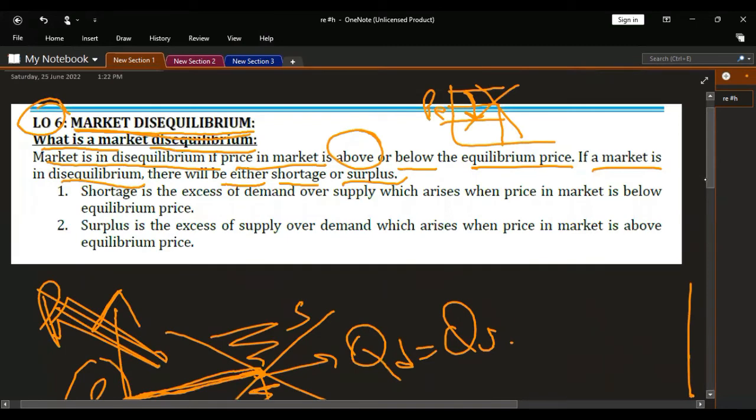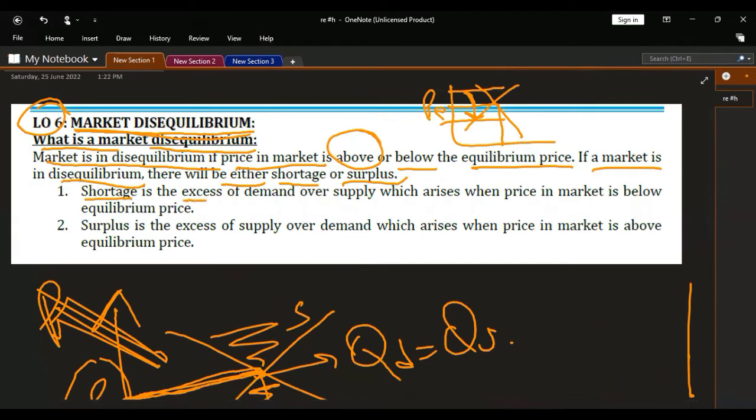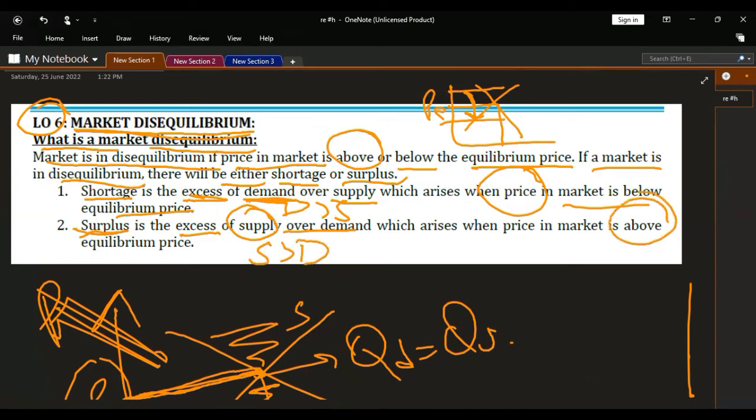So, we can also read it from notes. Shortage is the excess of demand over supply, meaning demand is greater than supply, which arises when the price in the market is below the equilibrium price. And similarly, surplus is the excess of supply over demand, meaning supply is greater than demand, which arises when the price in the market is above the equilibrium price.